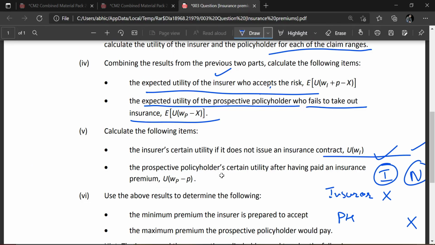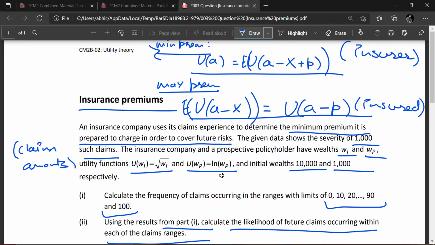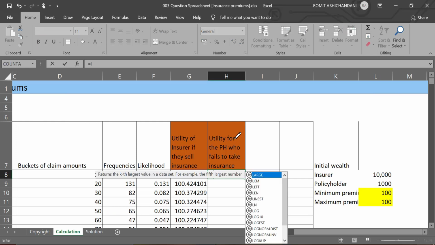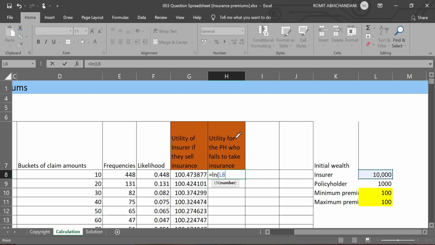This is fairly straightforward. If they fail to take insurance, they will be facing the claim, right? So it will be their initial wealth minus the claim. There will be no premium involved, right? So what will it be? And they have a log utility function. So log of their initial wealth minus the claim amount. Now the claim amount is in the middle of each of the intervals.